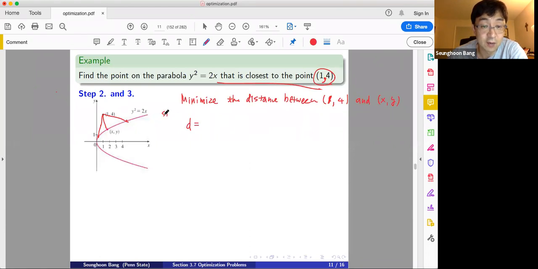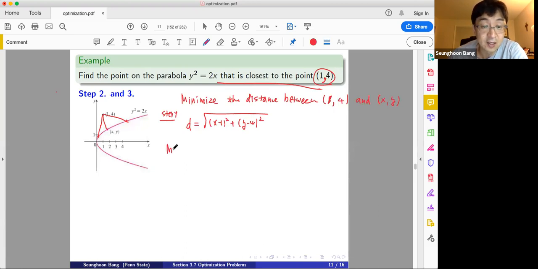So we have step 4. What's D? The square root of, remember the distance formula? The square root of (x minus 1) squared plus (y minus 4) squared. That's the distance formula. Take a square root. But one more thing: the distance is always a positive number, so this is always equivalent.